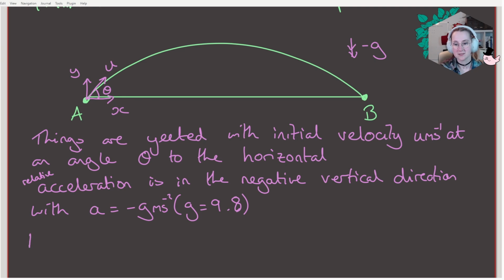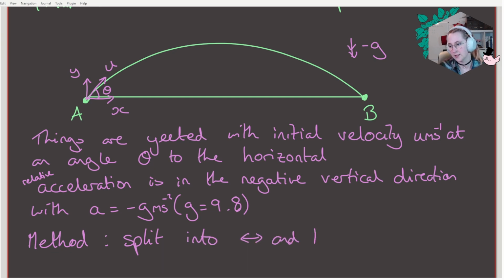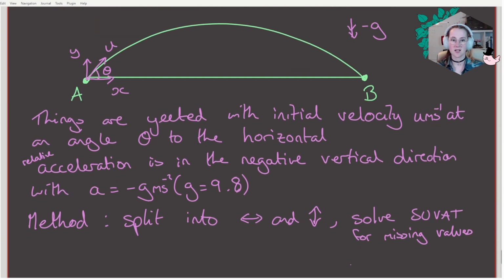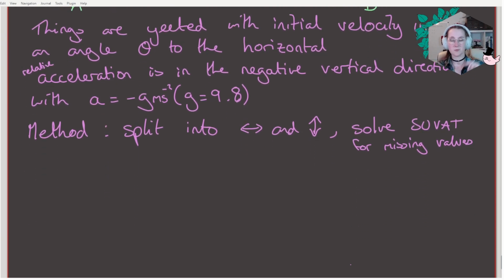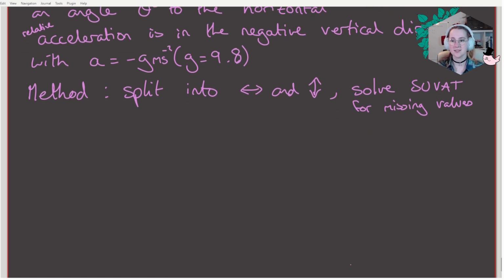So the method here is split into horizontal and vertical components, and then solve SUVAT for the missing values. Okay, so this is our general method that we're going to be using. For a given problem, you split into horizontal and vertical and then solve SUVAT. So as I said.